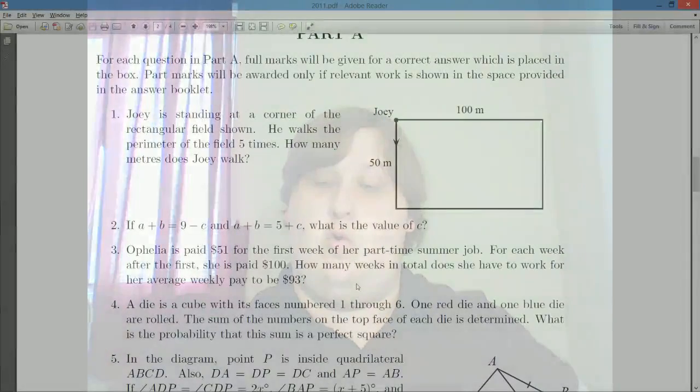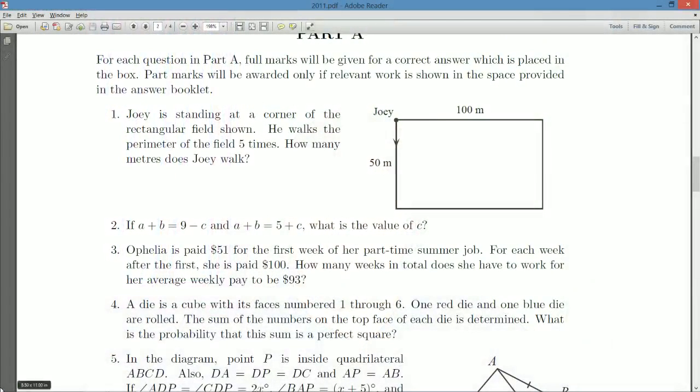Welcome back, welcome back. We're continuing on with the 2011 CIMC paper. Why don't we just dive right in? We're doing question number 3, so let's take a look. It's about a girl named Ophelia.